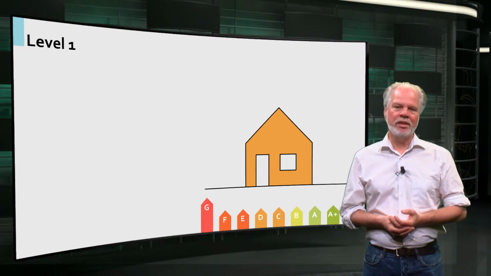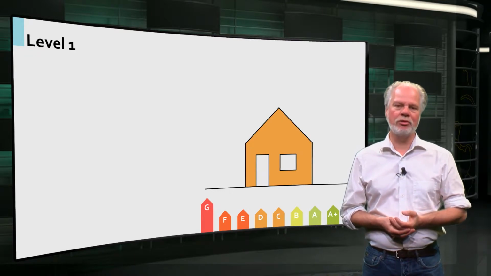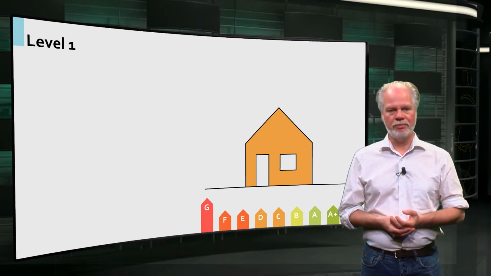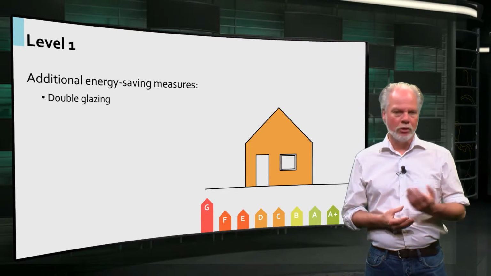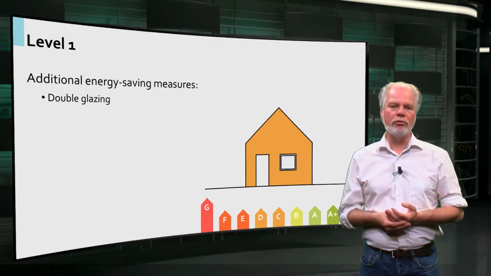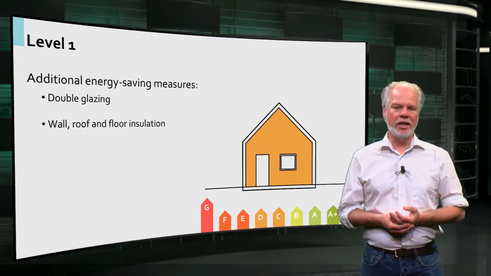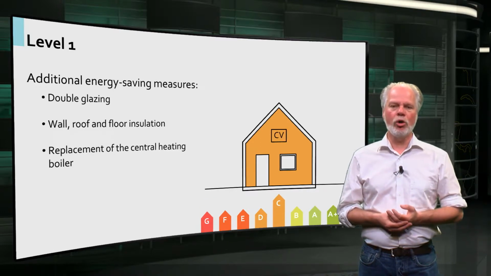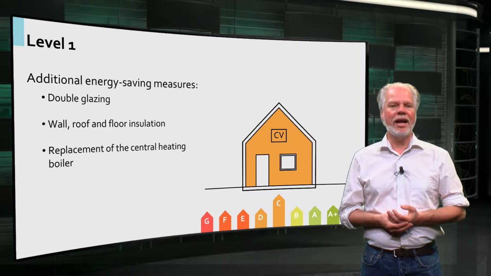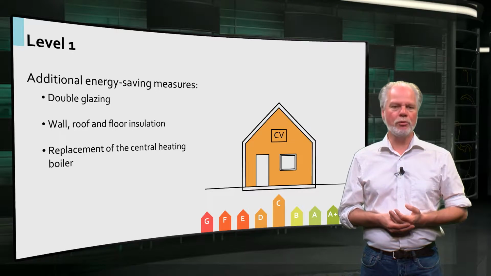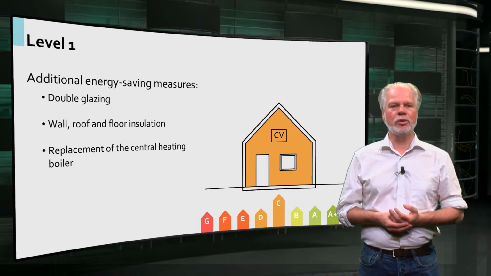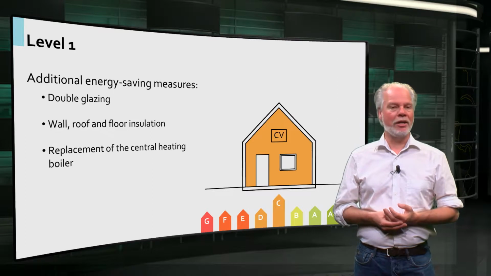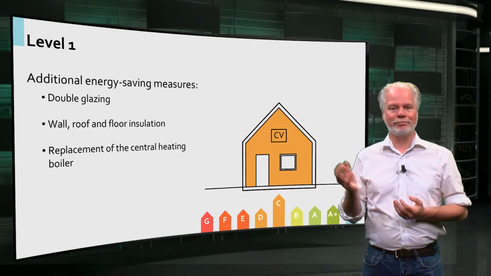At level 1, the objective is to increase the energy efficiency of existing buildings. Such measures include double glazing, wall, roof and floor insulation, and replacement of the central heating boiler or other heating systems by a more energy efficient model. And as you can imagine, a level 1 refurbishment is not sufficient to reduce energy consumption to 0, but it will reduce energy costs considerably. For example, from energy label G to energy label C.